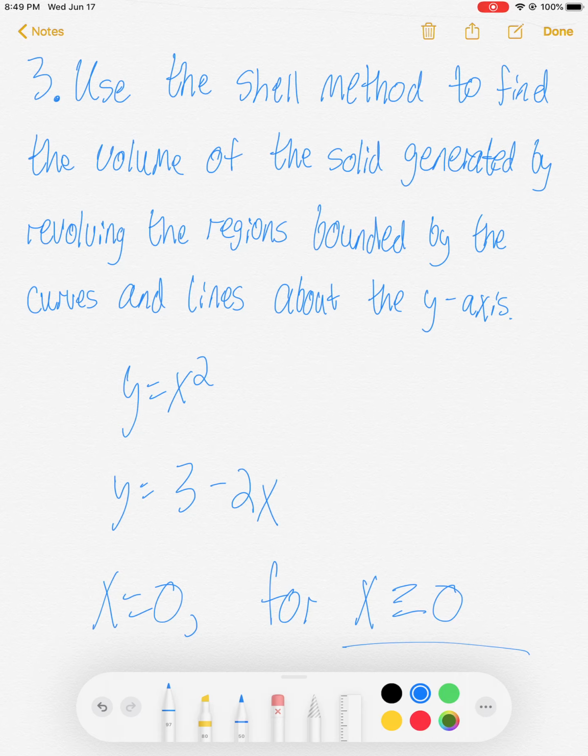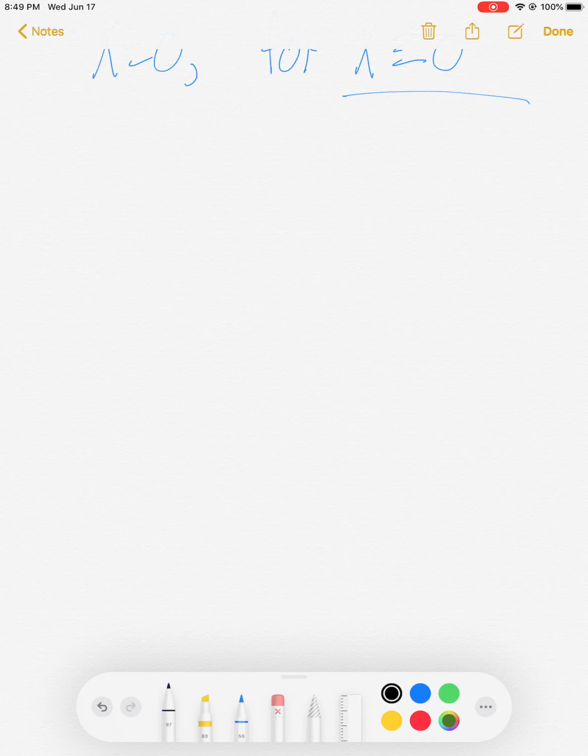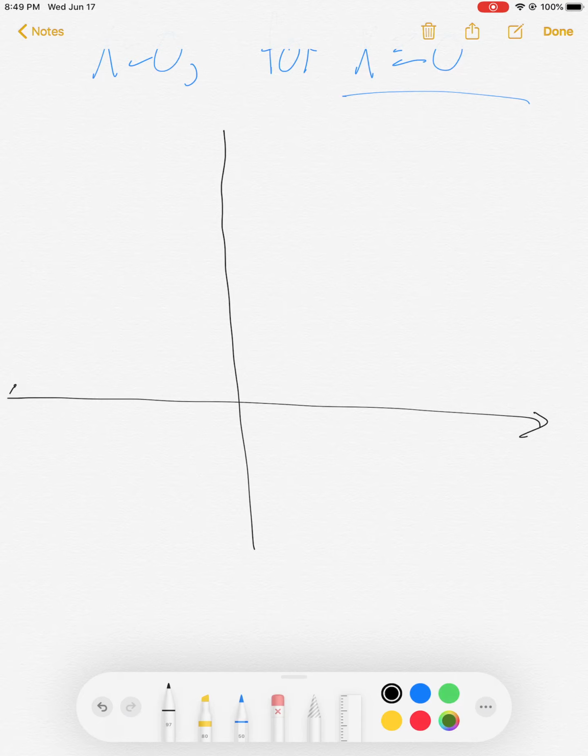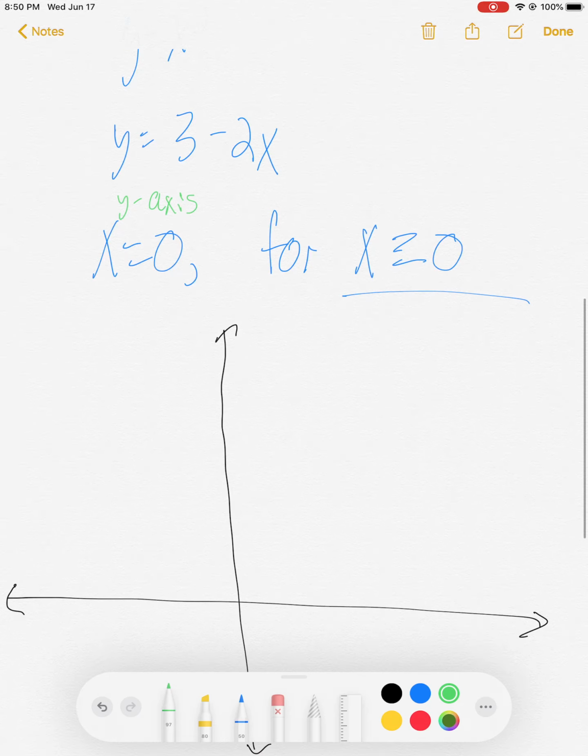Just like we did in the previous video, whenever we were calculating volumes using the disk and washer methods, I think the best thing you can do to get started with these types of problems is to once again draw pictures. So let me draw my picture, and we're going to graph these curves and lines. I'm going to start at the bottom, because x equals 0 is a fancy way of saying the y-axis. So that's one of our lines here, just the y-axis. We've got x and y.